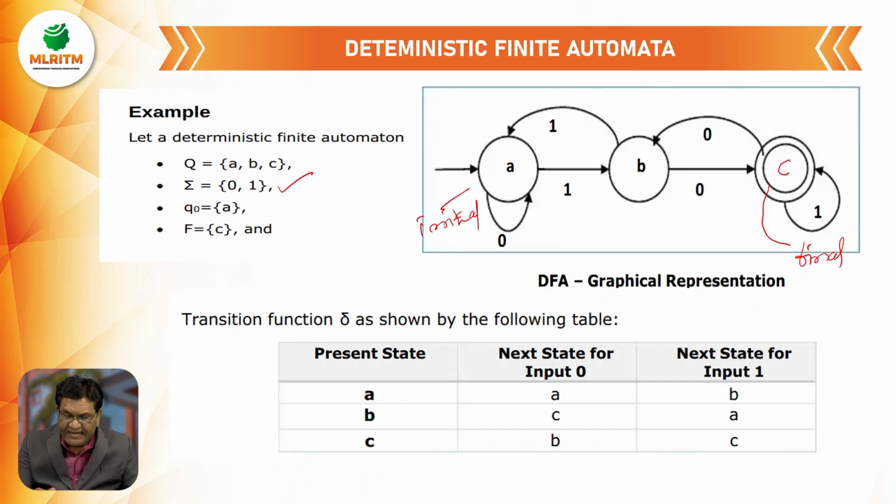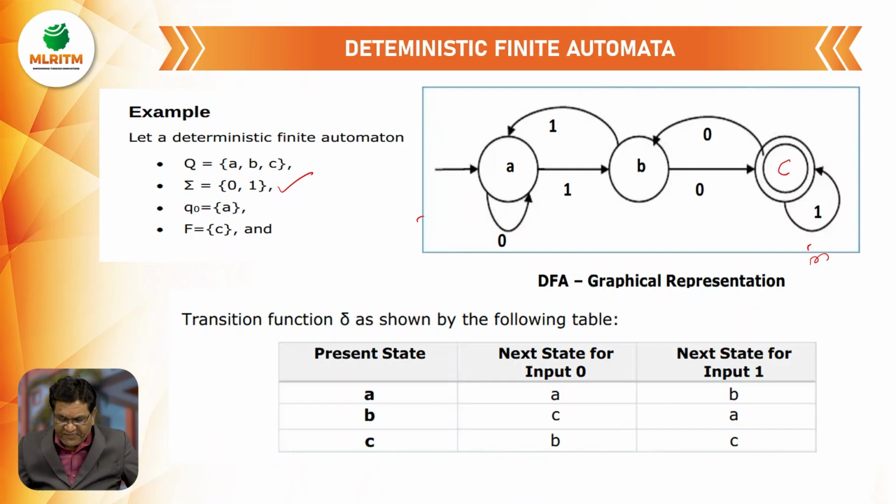See, A is one state. A with 0 goes to A itself only. A with 1 goes to B. B with 1 goes to A. And B with 0 goes to C. And C with 0 goes to B. And C with 1 goes to itself. As well as this transition diagram, every state has two edges.